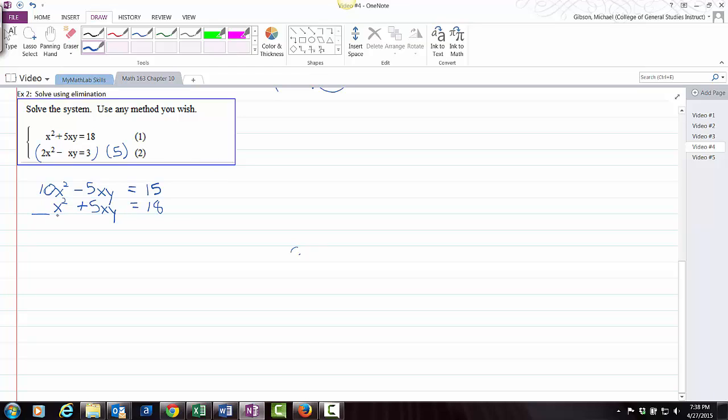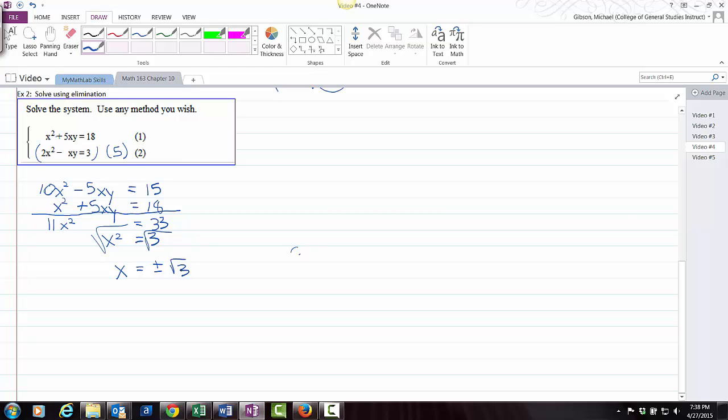So if I add these two together, I get 11x squared. The xy's cancel, right? Minus 5xy plus 5xy. And then 15 and 18 is 33. All right, we'll divide both sides by 11. I now have x squared equals 3. Solve for x. We're going to take the square root of both sides. And again, remember you can do the plus and minus. So we now have x equals plus and minus the square root of 3.